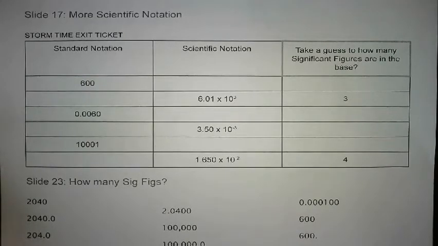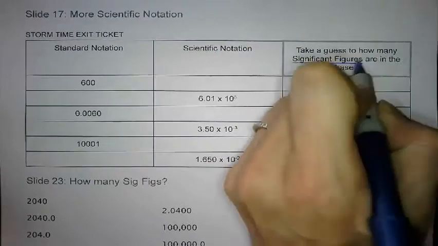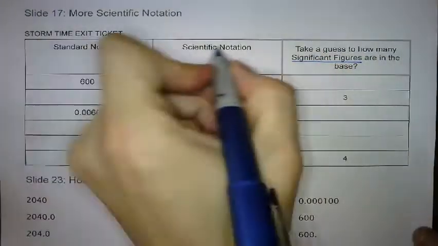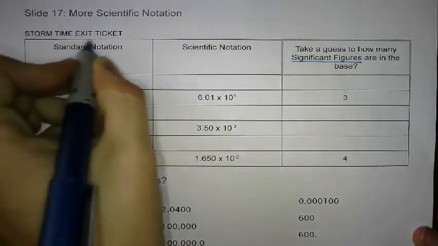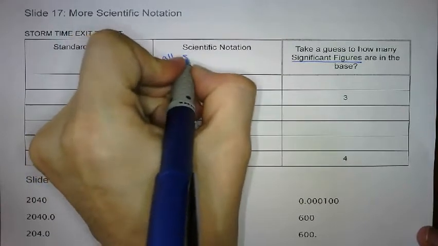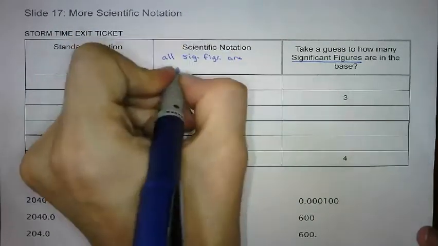The assumption in this class is that you have seen scientific notation before and you know how to use it, but perhaps you just need a quick refresher, and that's something that we can do, with the addition of this part about significant figures. Okay, so one thing that you need to know is that when you take a number that is written in standard notation and put it into scientific notation, all sig figs are preserved.